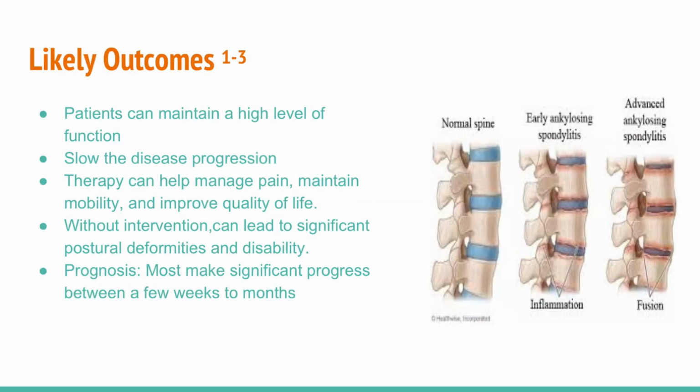And then for the likely outcomes, like we mentioned, we're keeping them at the highest level of function that we can maintain with reasonable exercises, and we wanna slow the disease progression. So therapy can help manage the pain with those modalities that we talked about and improve the quality of life. Without intervention, it can cause severe postural defects and completely change the way that they get around in life, or even take away their ability to complete tasks altogether.